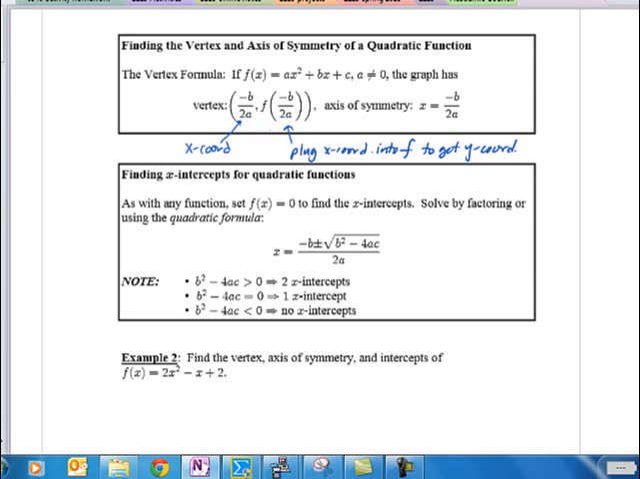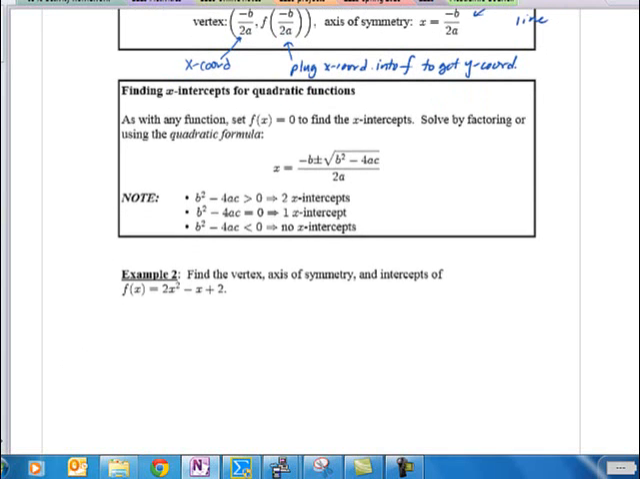The axis of symmetry, that's the line that cuts through the middle of the graph. That'll be a vertical line, so it's an x equals, and it's always passing through the vertex, so x equals the same as the x coordinate of the vertex. And then we will also talk about finding the x-intercept, so the places the graph crosses the x-axis.